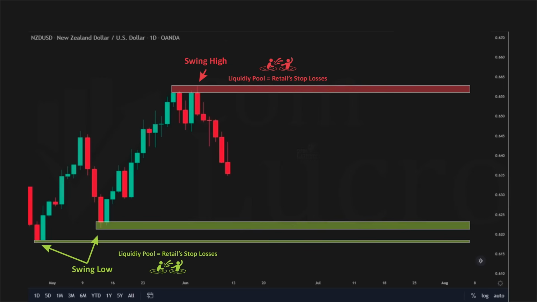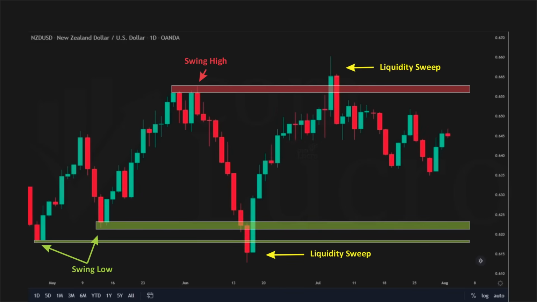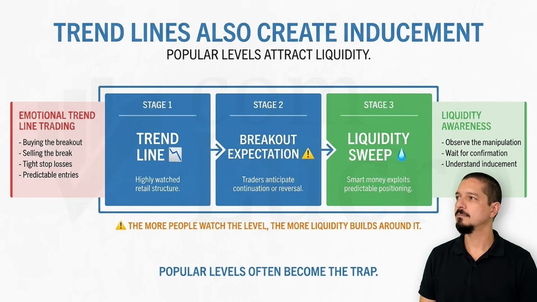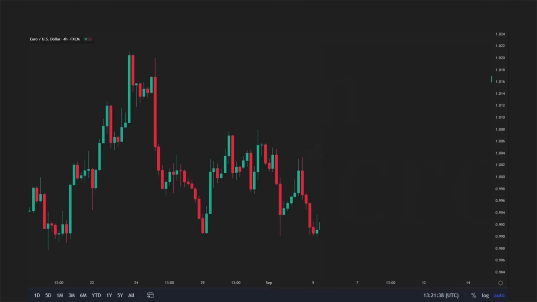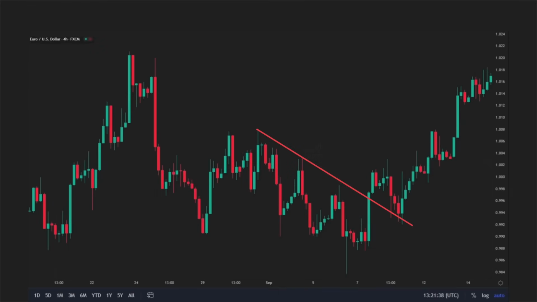But as you can see, price creates fake breakouts around these areas and sweeps the liquidity resting beyond the highs and lows before delivering the real move. So, traders, we can also consider these areas inducement zones. Trend lines are another common area where inducement frequently appears. For example, we have this trend line that price touched twice.